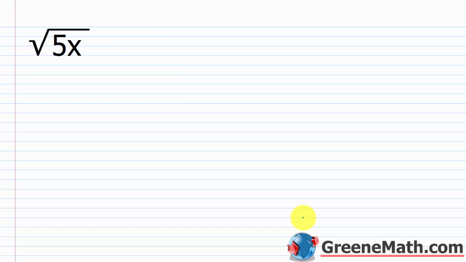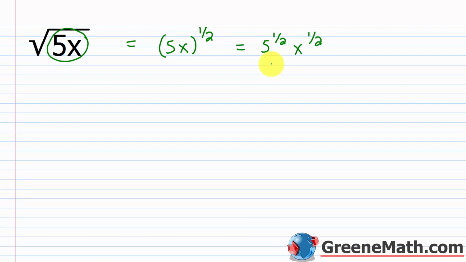So square root of 5x, again, 5x, the whole thing here, the 5 and the x, is going to be raised to the power of 1/2. You know from working with exponents that you could also write this as 5 to the power of 1/2 times x to the power of 1/2. So all of these mean the same thing. We have 5x as a radicand. We're taking the square root of 5x.